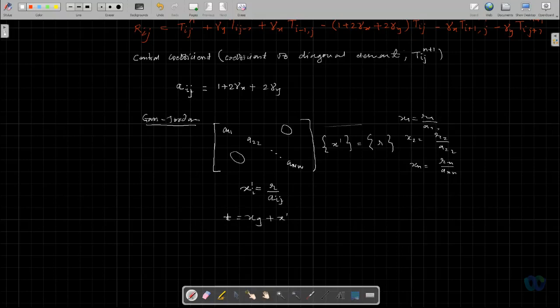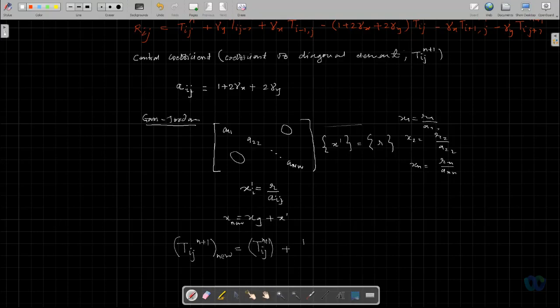For example, suppose x is a temperature, then I can write temperature Tij at n plus 1, and this is the new solution. This will be equal to the Gauss solution, Tij n plus 1, which is the Gauss solution, plus the x prime.